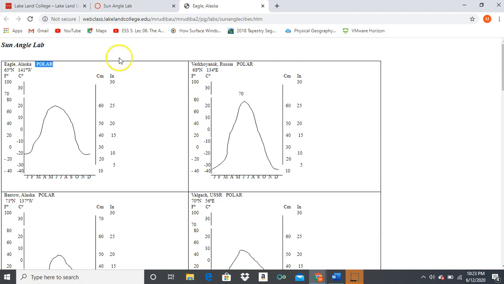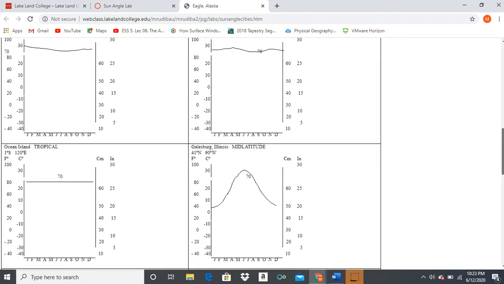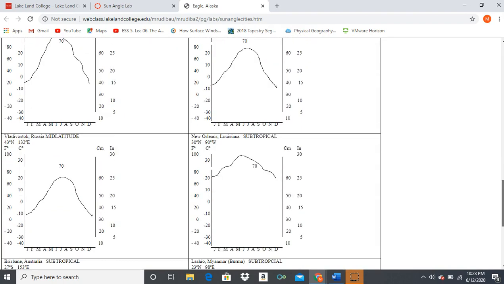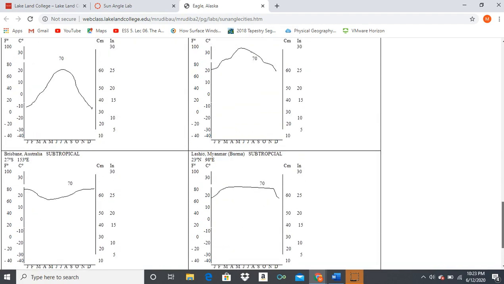So for Eagle, Alaska, you'll have a summer solstice, a fall equinox, a winter solstice, and a spring equinox. You will write down those sun angles for each one of these cities, and then you will put them into a graph. So for my example, and I think I actually give you an example for the subtropical cities.